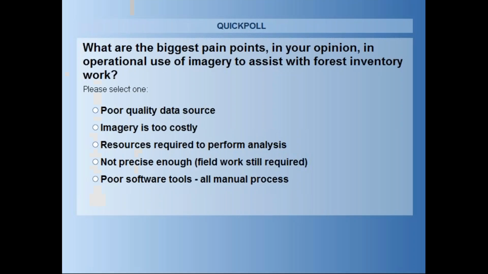So having seen that presentation and based on your experience, we'd like to know what you think are the biggest pain points in terms of using imagery for forest inventory type of work. Is it that the quality of the imagery is too poor? Is it that the imagery is too costly? Is it resources that are required to perform the analysis, so staff that have gained expertise like Nils to understand how to interpret the imagery and extract information?